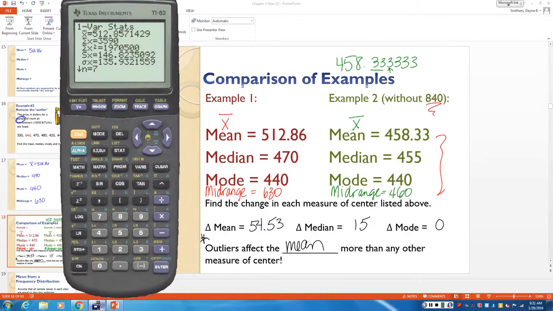Now let me tell you one important note. The calculator cannot recognize a population. So if you're doing a population problem, it's always going to have x bar there. So if your problem is about a population, you need to change that symbol. Anybody remember what the population mean is? That's mu. So mu, you will change that symbol. Okay, we'll do some work with that.